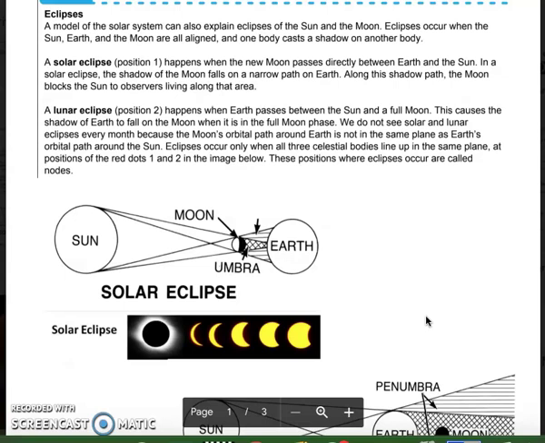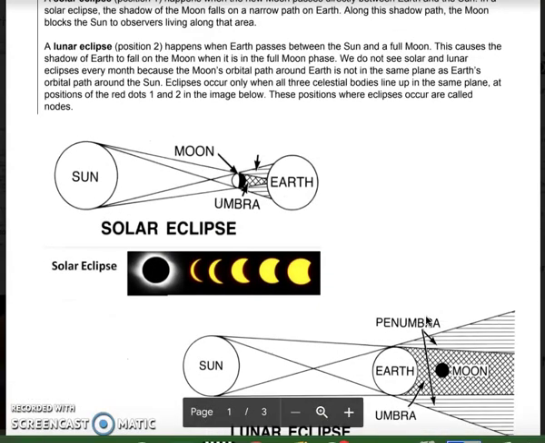We do not see solar and lunar eclipses every month because the moon's orbital path around Earth is not on the same plane, or in line with Earth's orbital path around the sun. Eclipses occur only when 3 celestial, that means space, bodies line up on the same plane or the same line at the positions of the red dots on 1 and 2 in the image below. Okay, so we took that image out, so don't worry about that. So we will show you. You can see here, if the moon was slightly above or below the Earth, this eclipse would not happen.